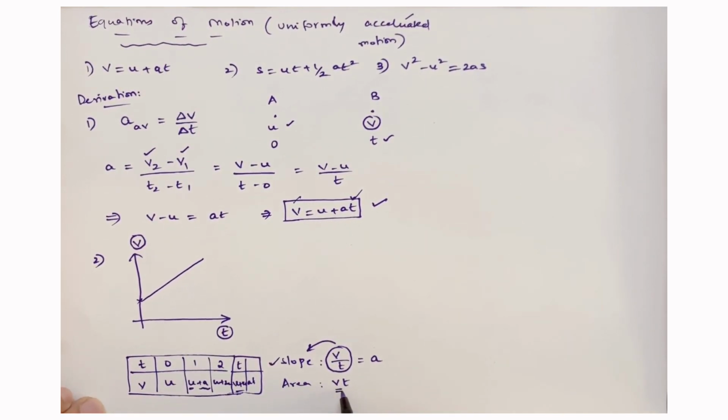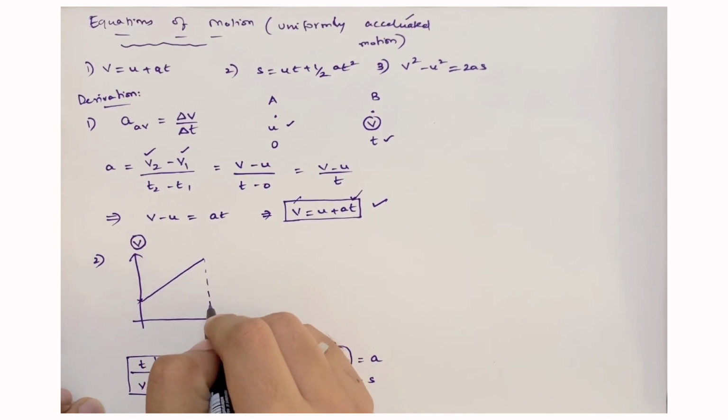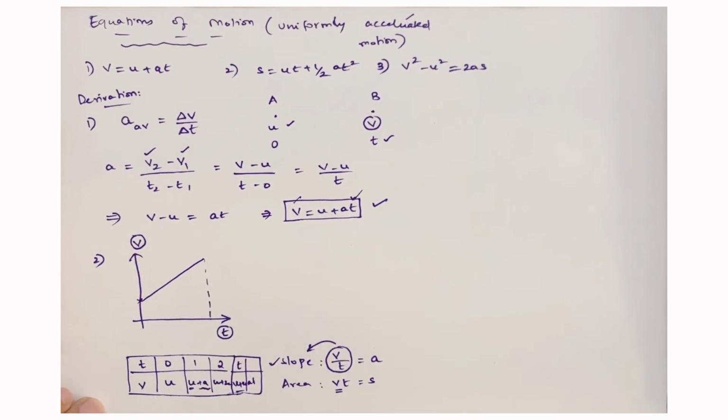Similarly, if you want to calculate v into t, so v into t is what? It is the displacement. So, this is the definition according to physics. So, when you want to calculate the displacement, provided you have a velocity time graph in your hand, then you need to calculate the area under it.